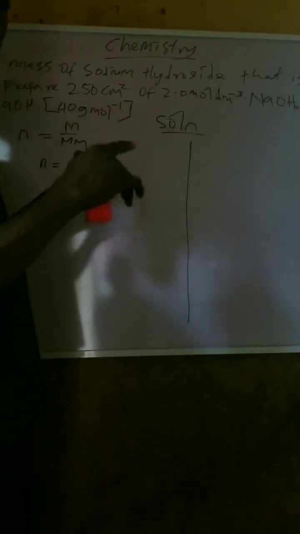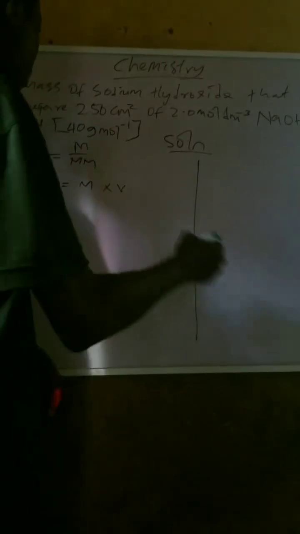But this one is only 250 cm³. So I have to divide by 1000 to get it in dm³. Let me just convert it by dividing by 1000. If I divide this by 1000, the zeros cancel, and we are left with 0.25 dm³.